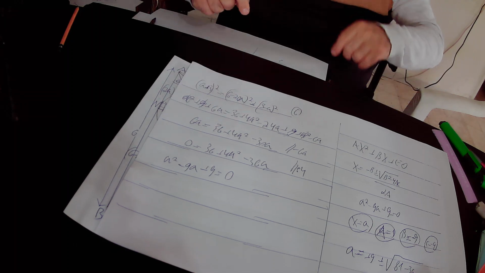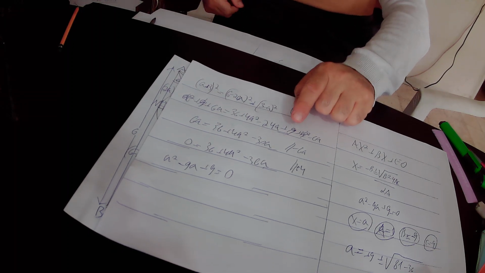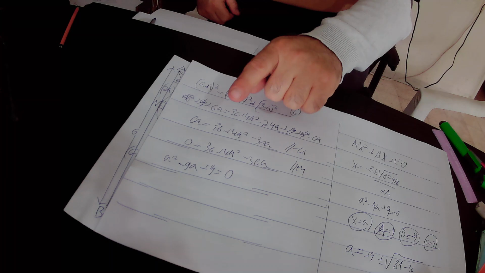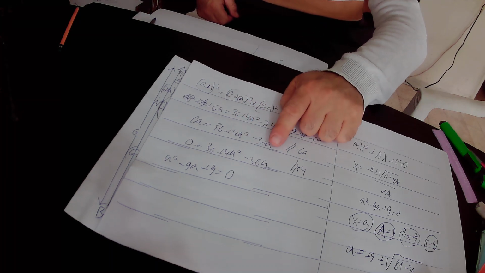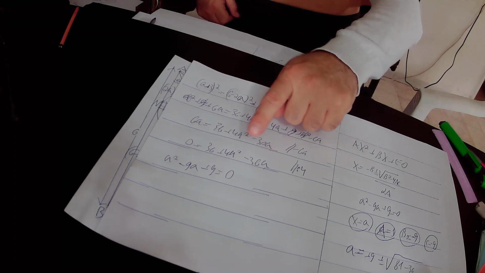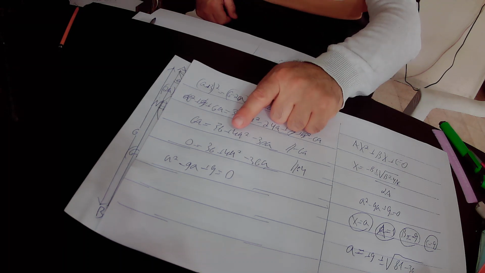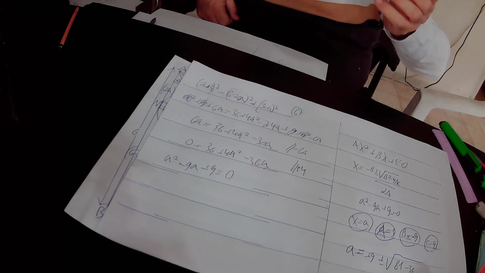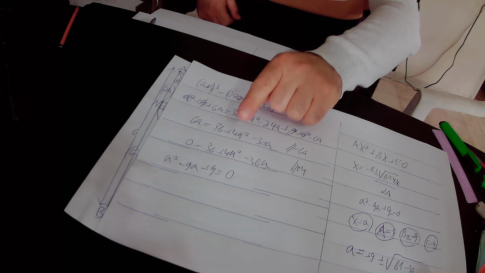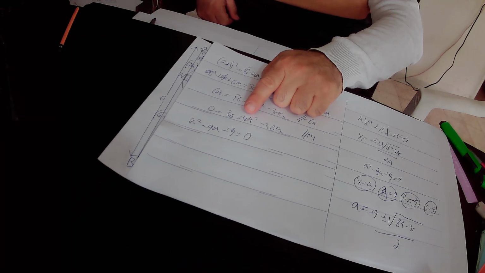Here we divided this equation by 4 and finally found out that 4a squared over 4 is a squared, minus 36a over 4 is minus 9a, 36 over 4 is 9. So in conclusion we found out that a squared minus 9a plus 9 equals 0.